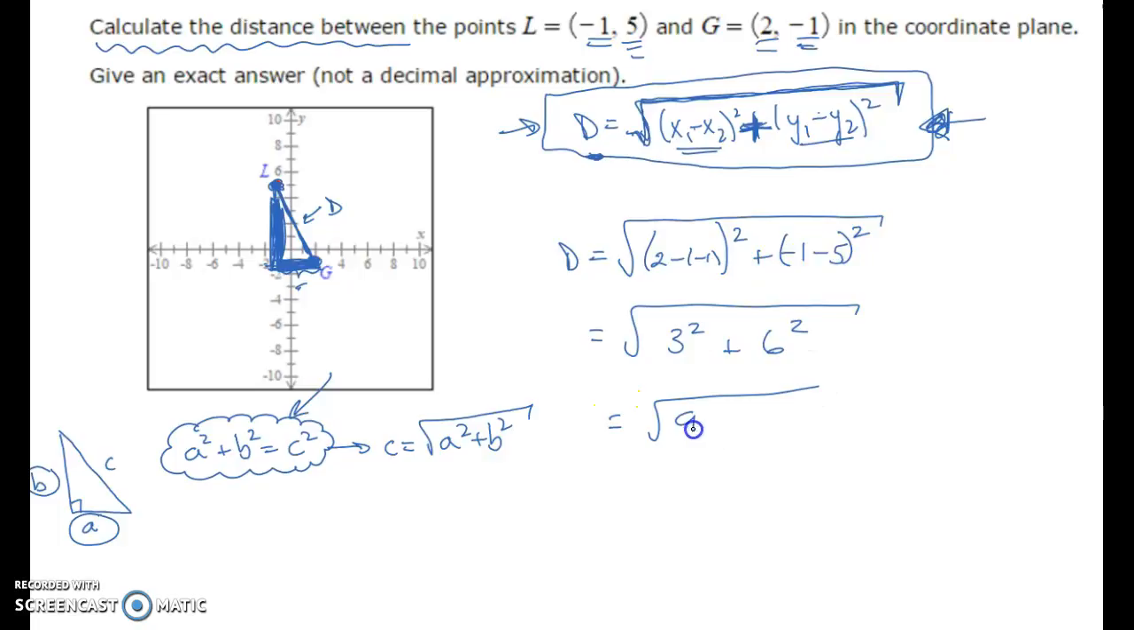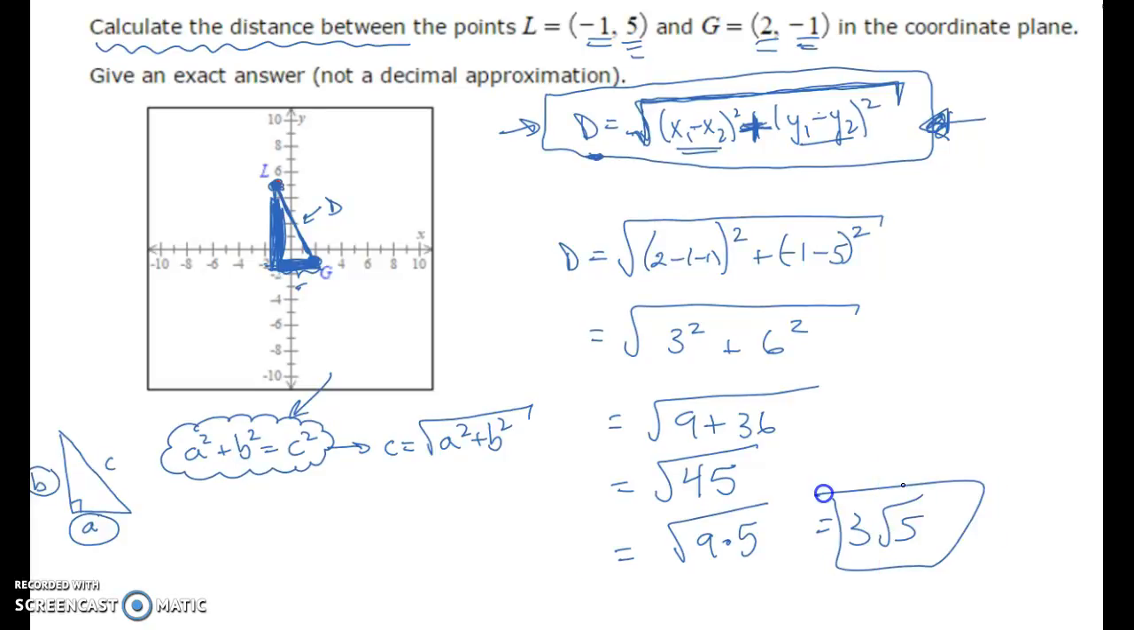That's the square root of 9 plus 36. That equals the square root of 45, which is equivalent to the square root of 9 times 5, or 3 root 5 as our final answer.